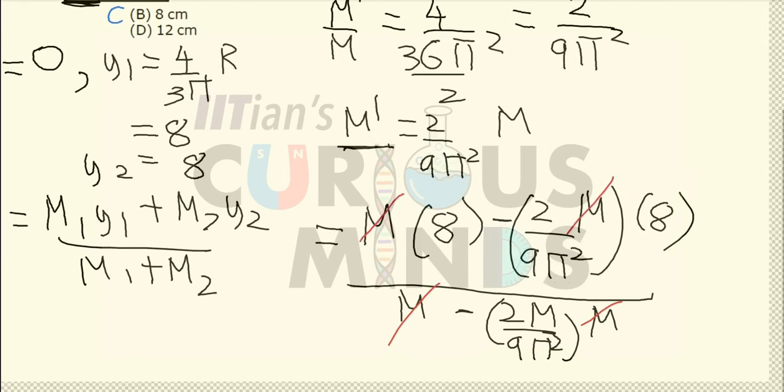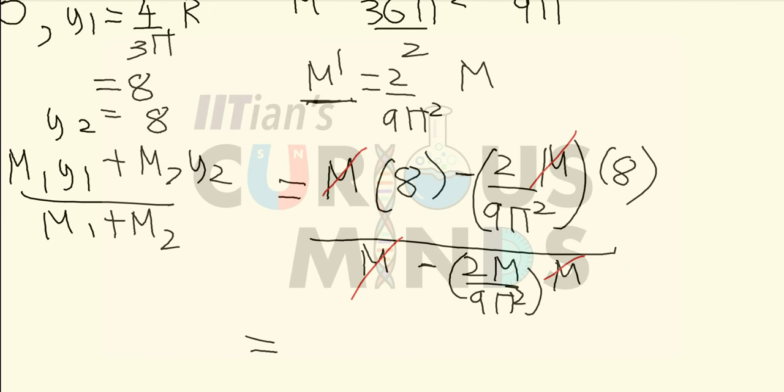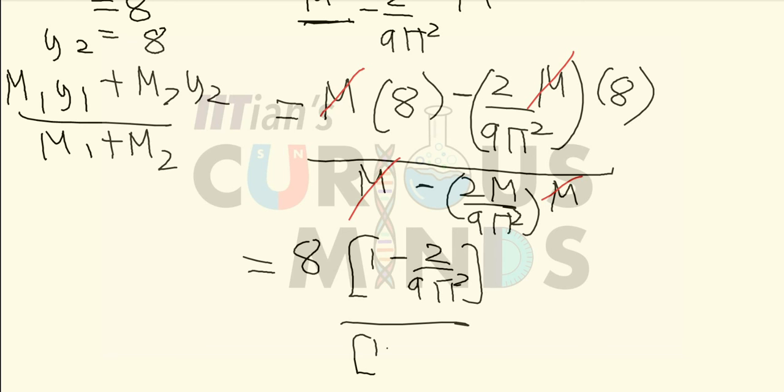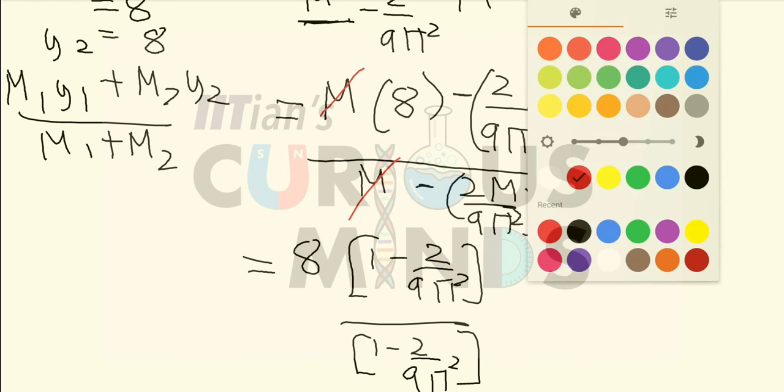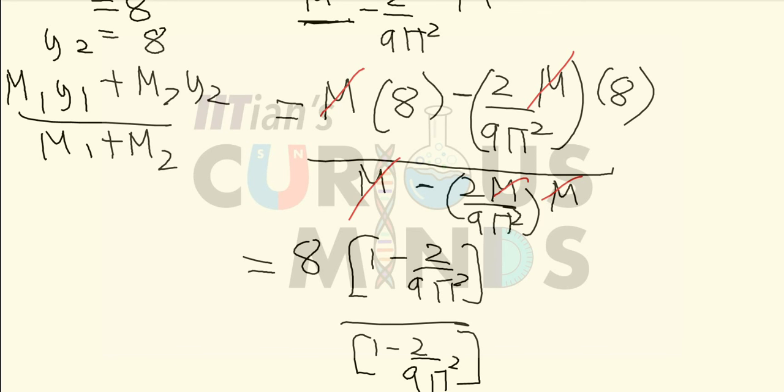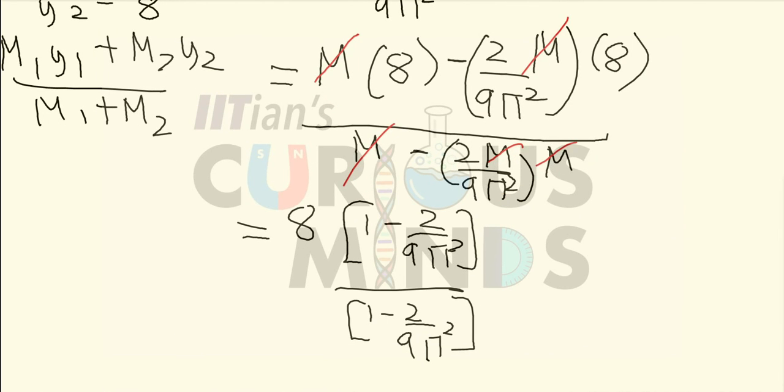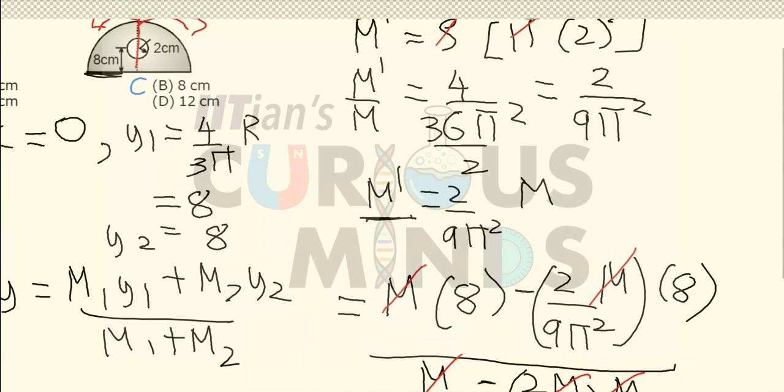I will take 8 common from the numerator. It will be equal to 1 minus 2 by 9 pi square, and in the denominator also, it will be equal to 1 minus 2 by 9 pi square into m. Okay, m will get cancelled out over here. I have written it 2 times, but it will be 1 time and it will get cancelled out. So basically this part will get cancelled out, and the center of mass will come out to be 8, which is option number B.